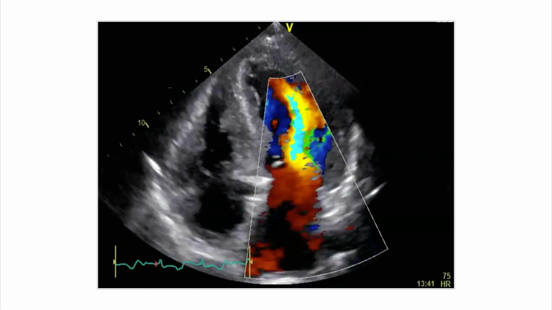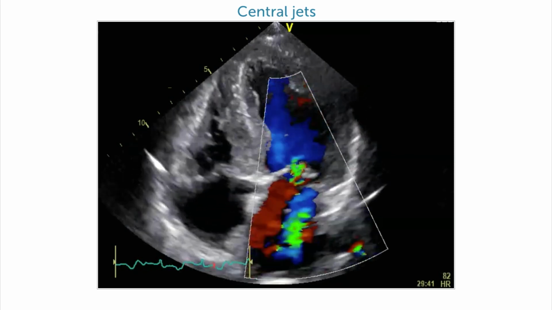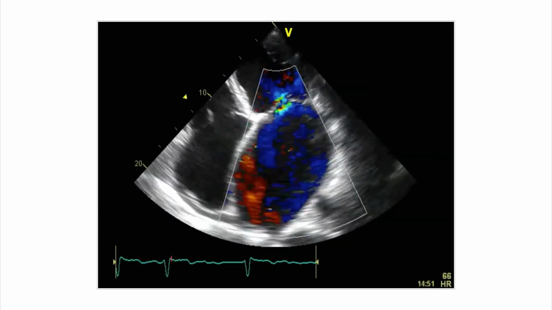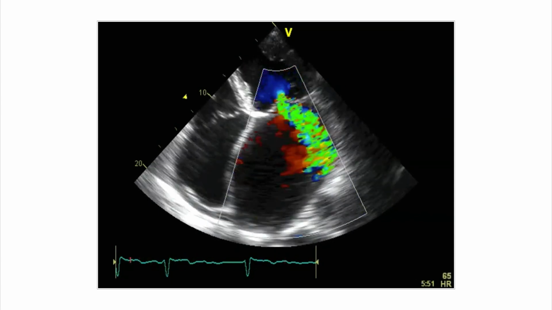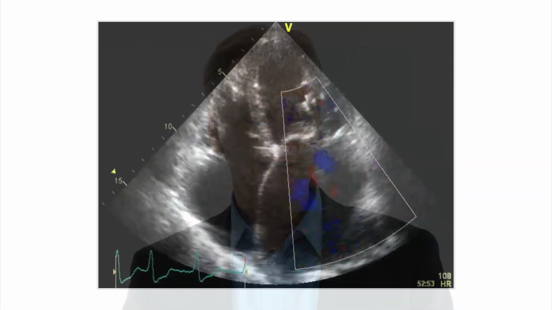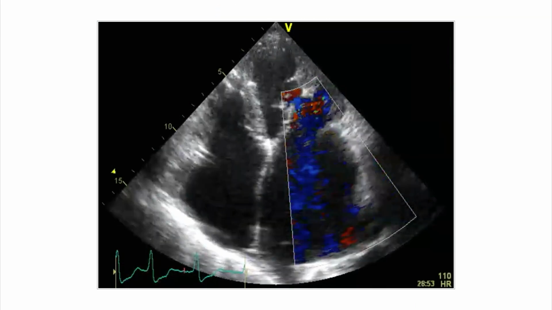Some jets are central, as this example shows of a patient who has severe left ventricular hypertrophy. Some jets are very easy to see. Here's a patient who has a very large atrium and a huge mitral regurgitant jet. And in some patients it's sometimes even difficult to detect mitral regurgitation and to quantify it, as this example of a patient with a high heart rate shows.